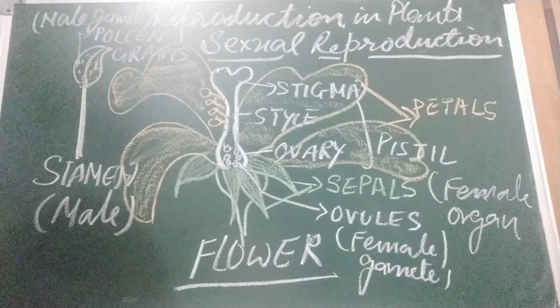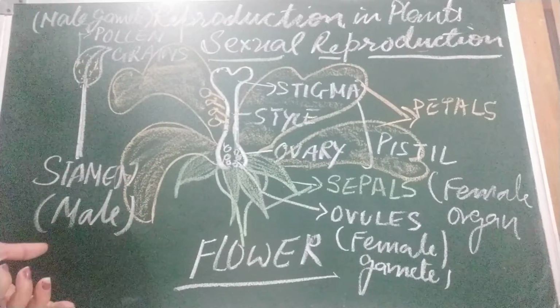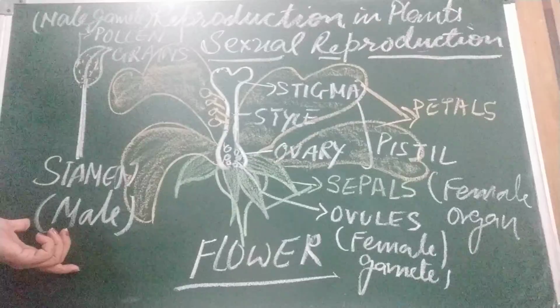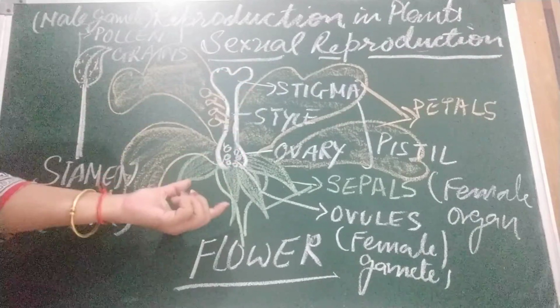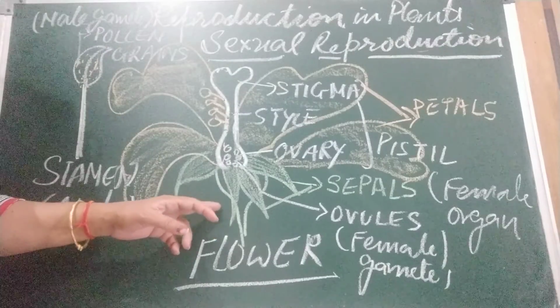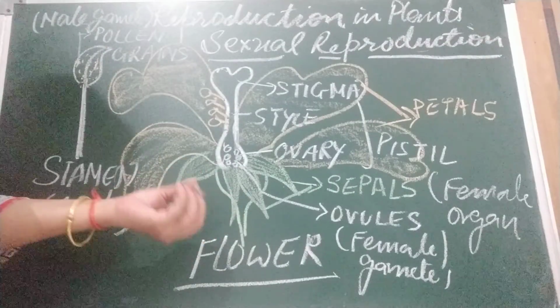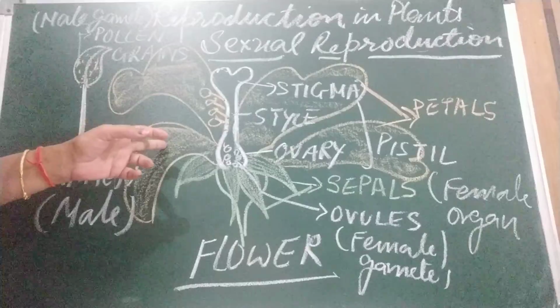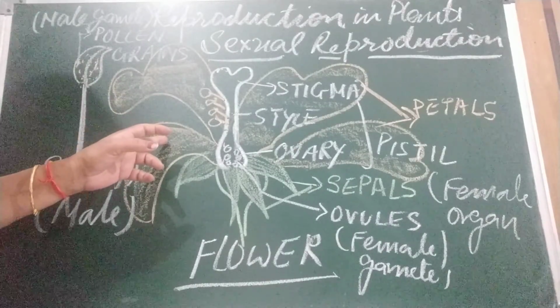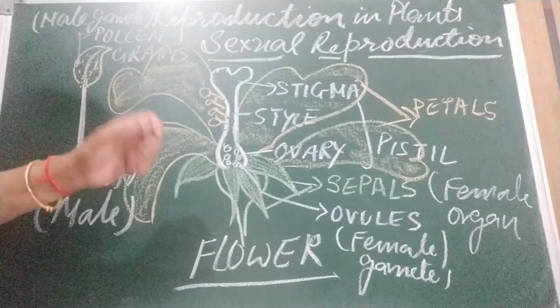Now I am going to tell you what are the female reproductive parts of the flower and the male reproductive parts of the flower. Children, this green part is called sepal. Sepal protects the flower when it is in the bud form. Then petals: they are colorful, very attractive, and they attract insects for pollination.